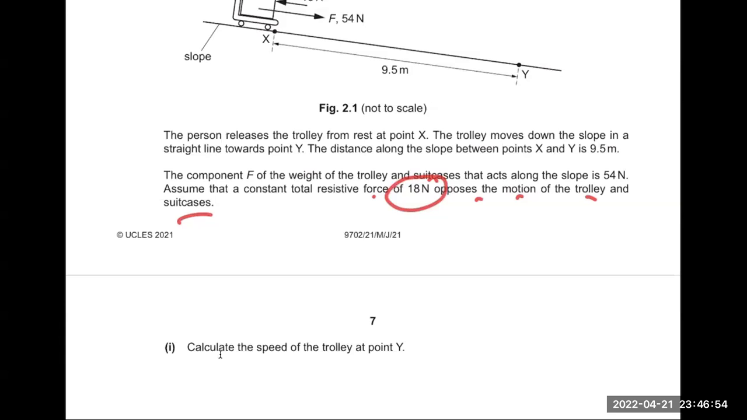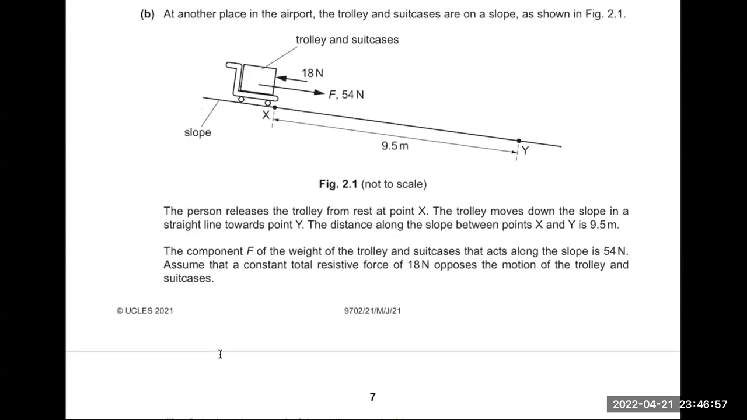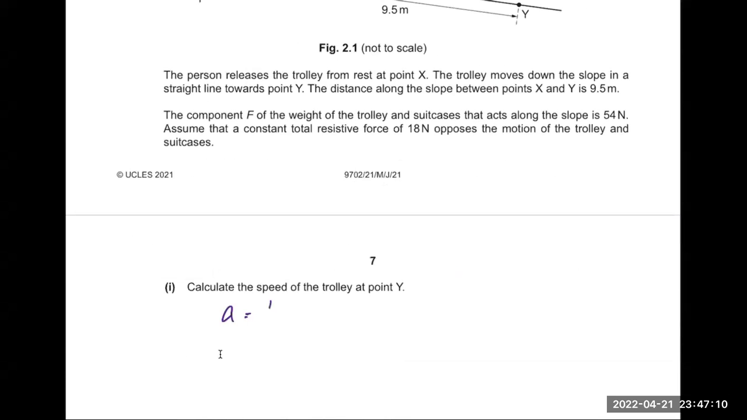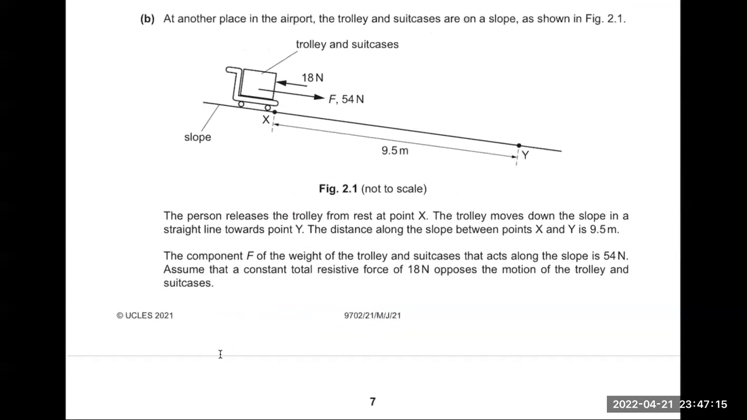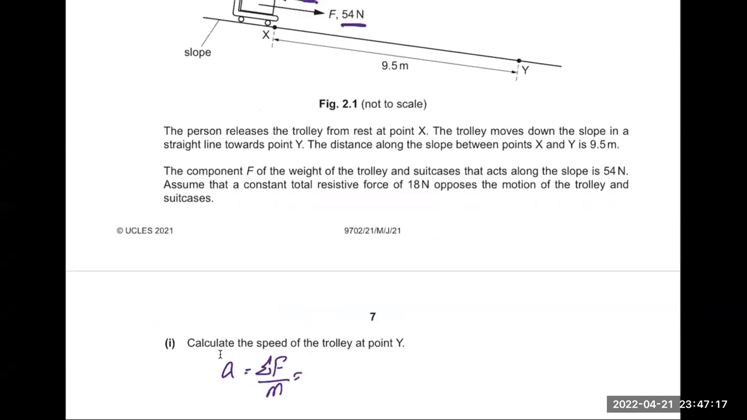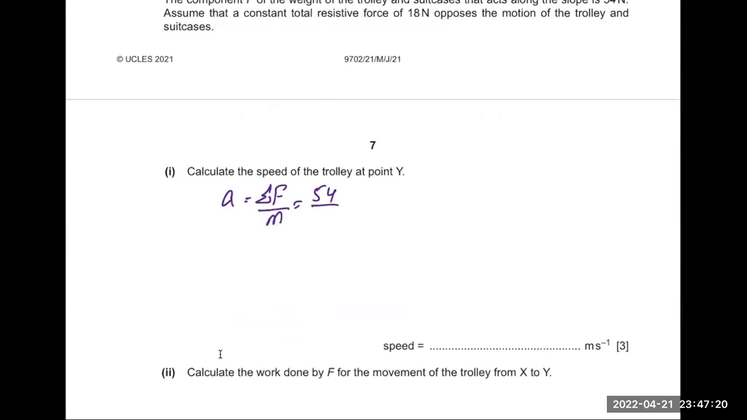They want us to calculate the speed of the trolley. Once again, because there is a net force involved that causes it to accelerate, we need to find out the acceleration first. Acceleration is resultant force upon mass, which is equal to 54 minus 18 upon the mass, that is 72, which is equal to 0.5 meters per second squared.